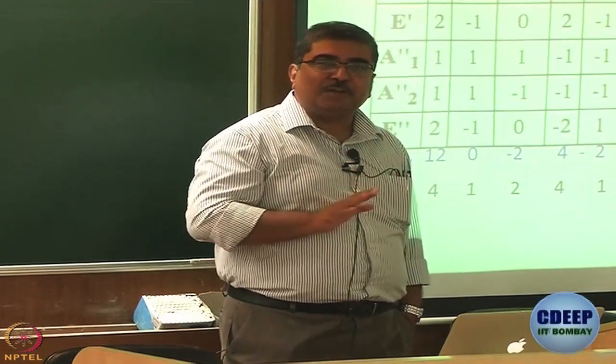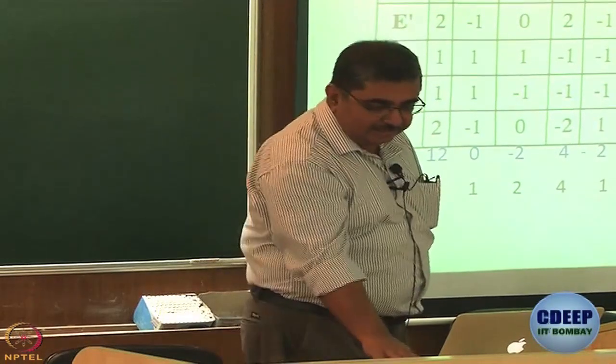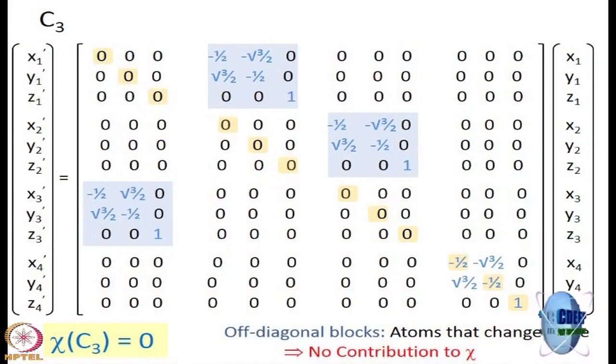Do we agree that blocks were all the same? Remember C3? Aren't the blocks all the same? Right? Minus half, root 3 by 2, root 3 by 2, minus half, 1. Everything else is 0. This is what you get for each of the blocks, because after all x, y, z transform in the same way no matter with which atom it is associated with. Depending on whether the atom moves from its own position or not, you get that block along the diagonal or off diagonal. Are we clear about that?